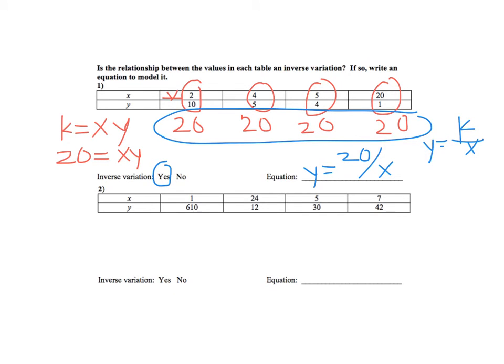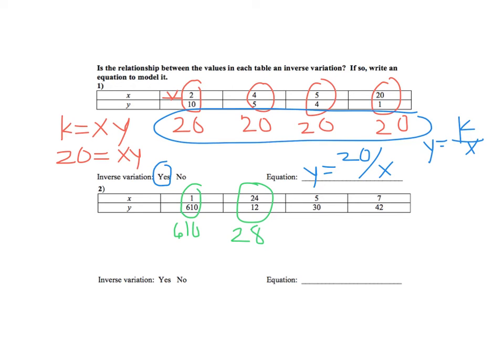Let's look at the second one. Again, we're going to follow the same steps. You're going to multiply your x and your y, and you want to get the same number when you multiply them. So for the first one, we're going to do 1 times 610. That would give me 610. We're going to do 24 times 12 for the second one. And when I do that, I get 288.